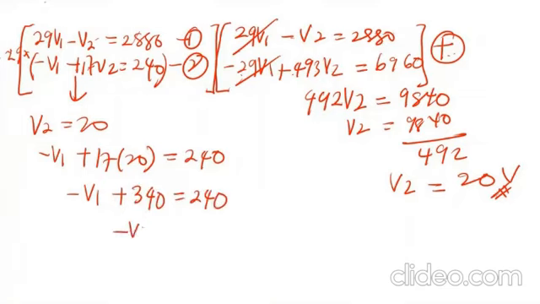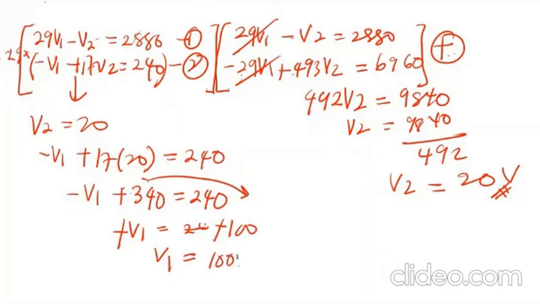So negative V1 equals 240, just bring this part here, so it's going to be minus 340. So 240 minus 340, you will have negative 100, right? So that means you just remove this negative so that you will have your V1 equal to 100 volts. Ta-da! It's done. Okay.